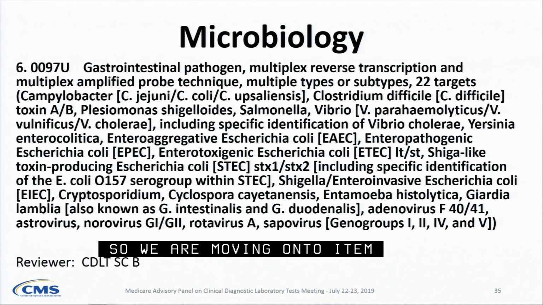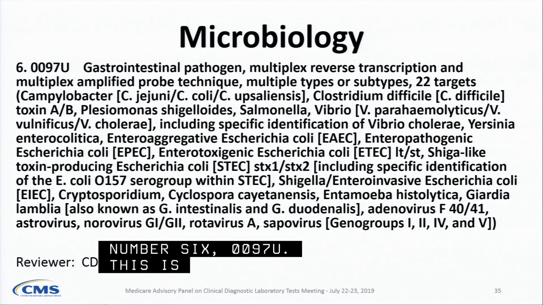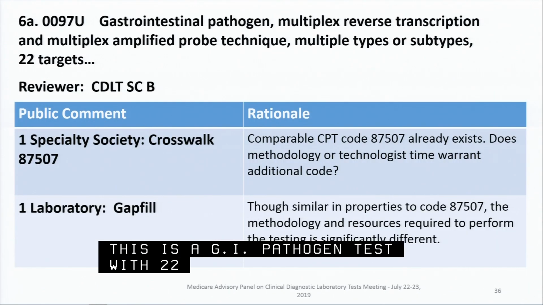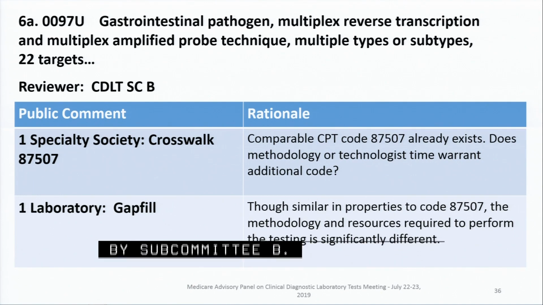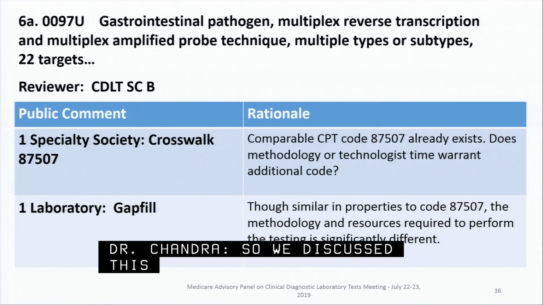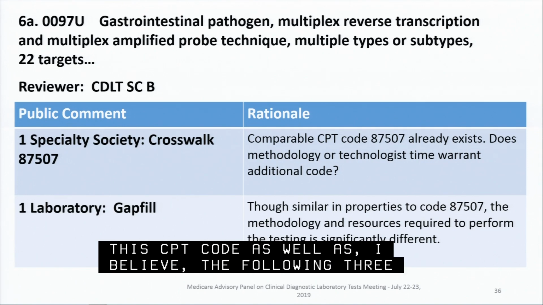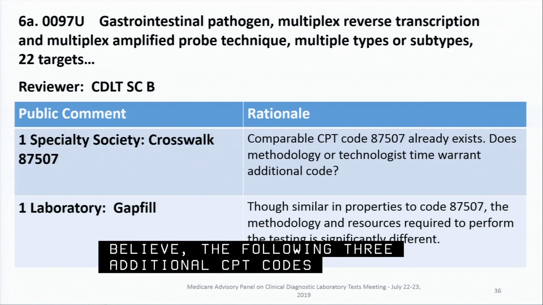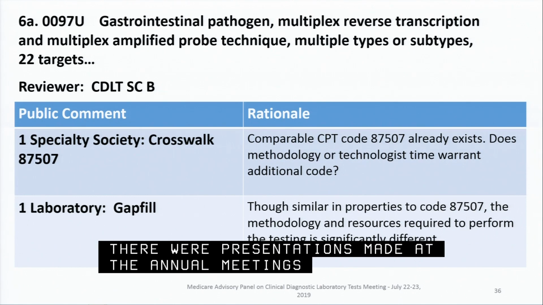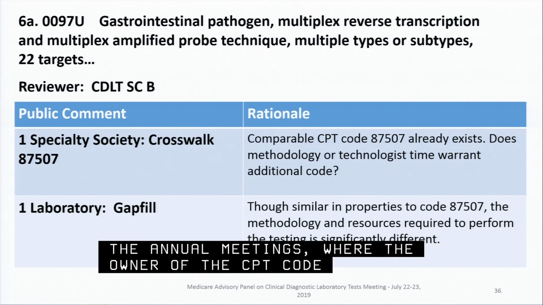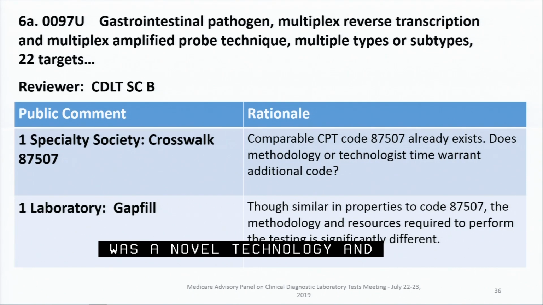0097U. This is a GI pathogen test with 22 targets which are listed. This is also reviewed primarily by Subcommittee B, and I'm going to turn this over to Dr. Chandra. So we discussed this CPT code as well as, I believe, the following 3 additional CPT codes that fall in the same category. There were presentations made at the annual meeting where the owner of the CPT code felt that this was a novel technology and recommended gap fill. And so we would agree with that gap fill recommendation for 0097U.